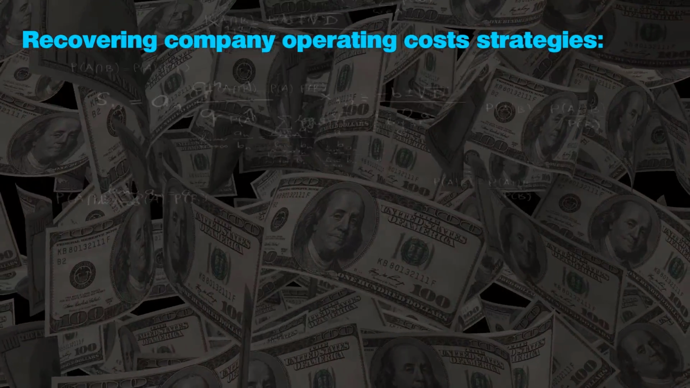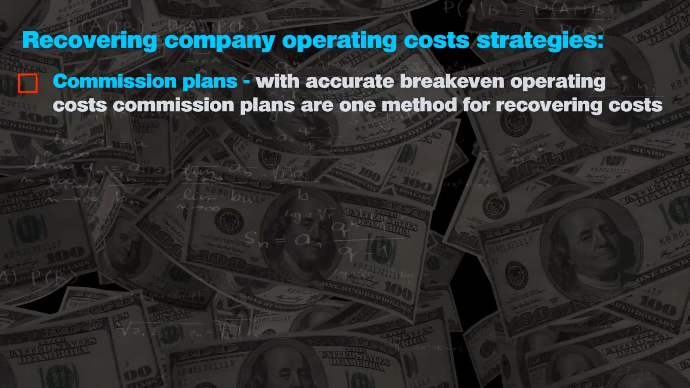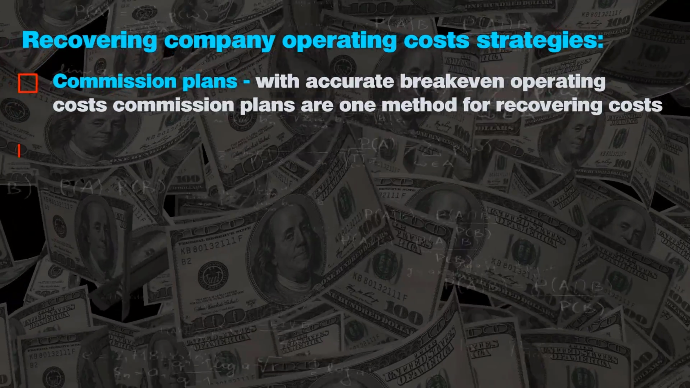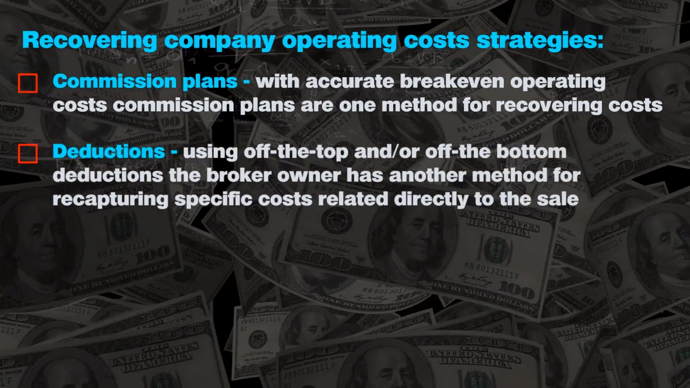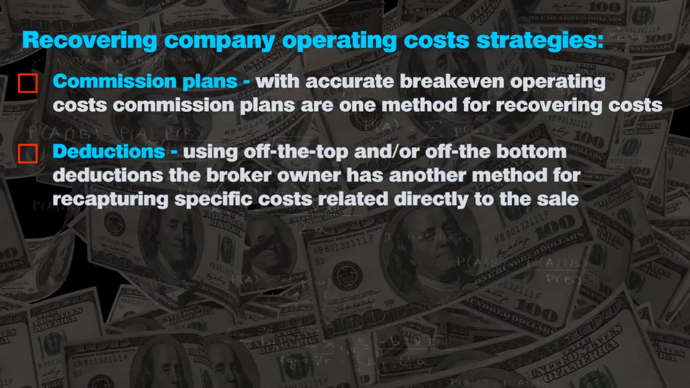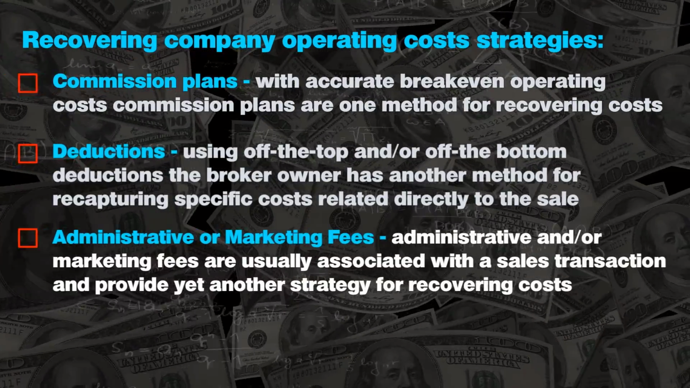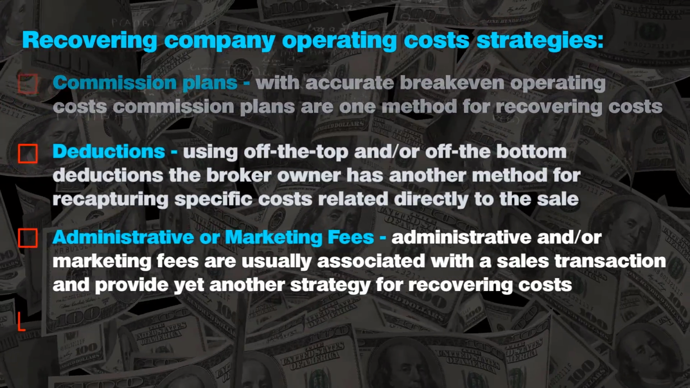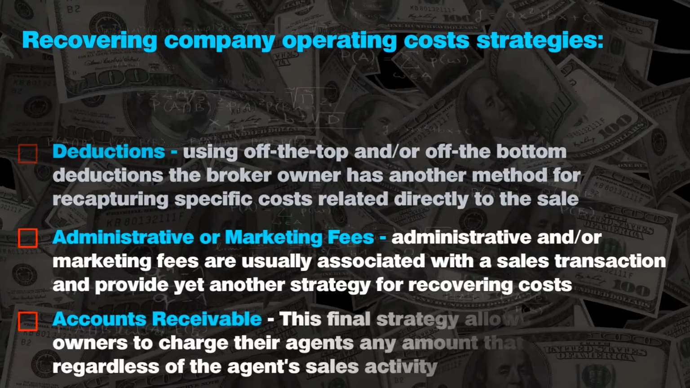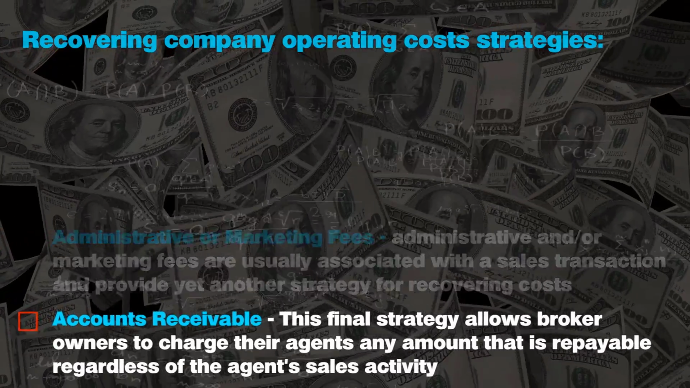Recovering company operating cost strategies. Commission plans. With accurate break-even operating costs, commission plans are one method for recovering costs. Deductions. Using an off-the-top or an off-the-bottom deduction, the broker owner has yet another method for capturing specific costs directly related to the sale. Administrative or marketing fees. Administrative and or marketing fees are usually associated with a sales transaction and provide yet another strategy for recovering costs. Accounts receivable. This final strategy allows broker owners to charge their agents any amount that is repayable regardless of the agent's sales activity.